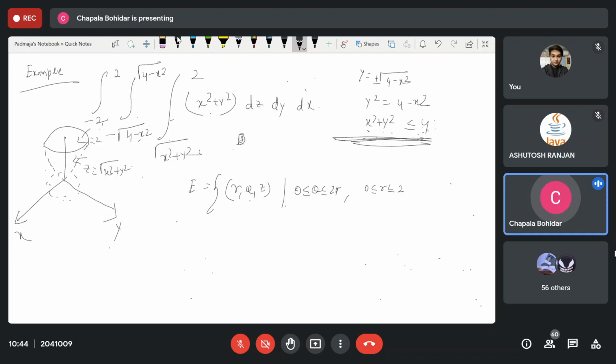And z lies from where to where? z is from r to 2, not 0 to 1. x squared plus y squared, I am considering r, so the square root of it is r. So z is from r to 2. z is always positive, you see the figure. You cannot say it is negative, so it is r to 2. Clear?